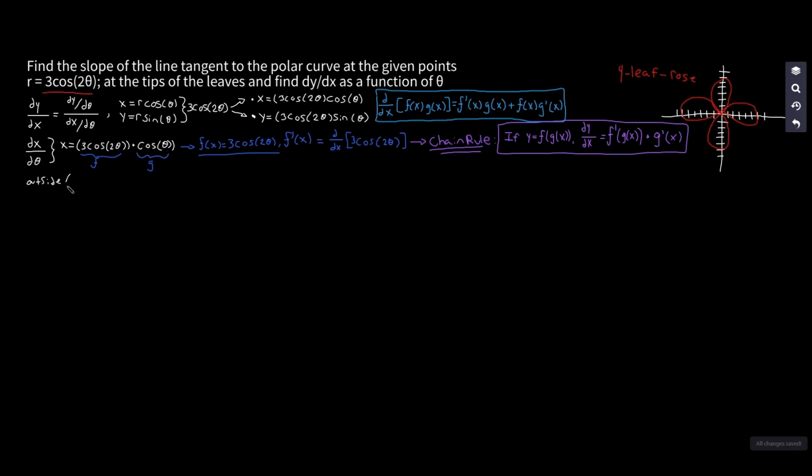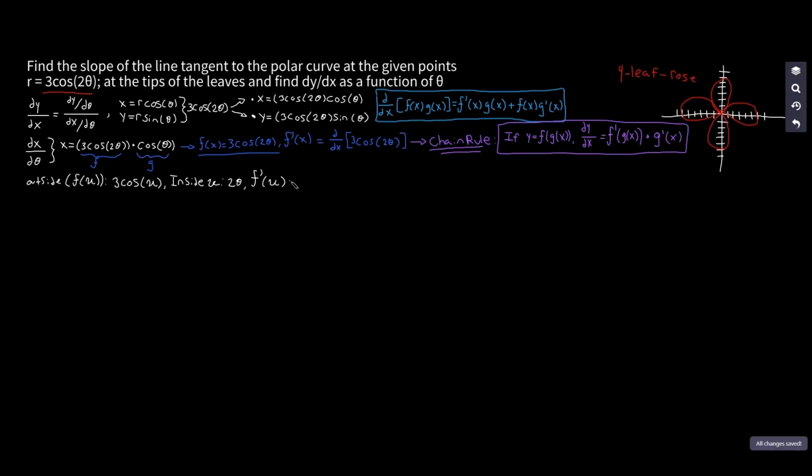So the outside function, we're going to call this f of u. And the outside function, f, is going to be 3 times cosine of u. All right, so then the inside function is going to be, what's u, right? So the next step is to find f prime of u.